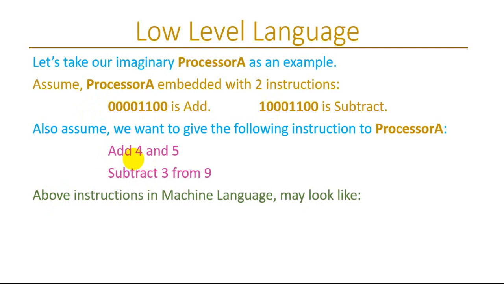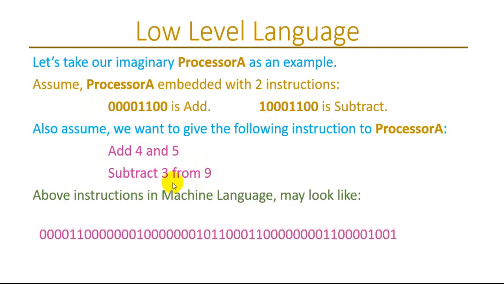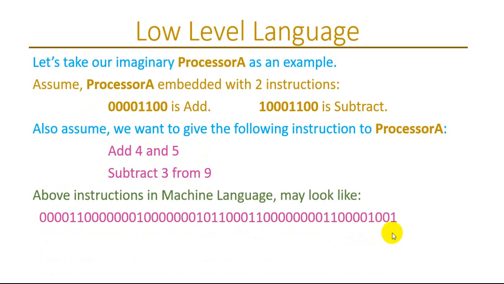We can't give this instruction directly to the processor, because the processor only understands machine language, that is ones and zeros. You can't say add 4 and 5 or subtract 3 and 9. So in machine language, it will look something like this. Let's see how this gets translated. The add part is this: four zeros, 1 1 0 0. So this is the add.